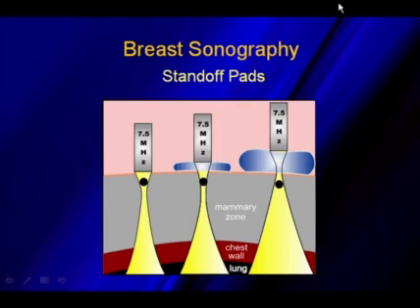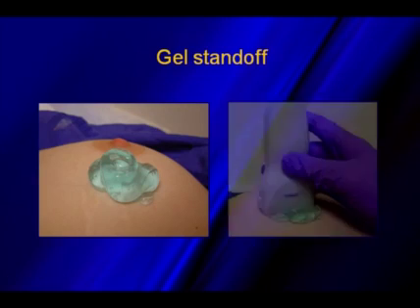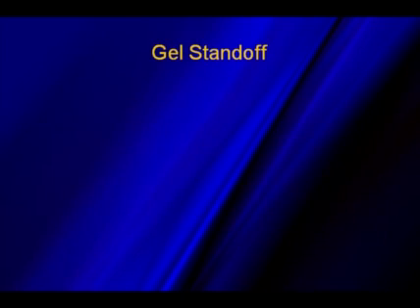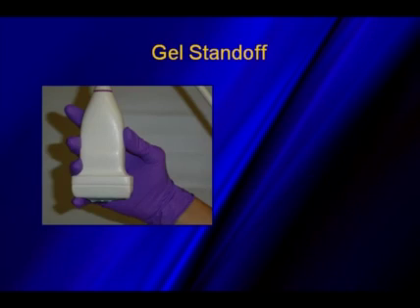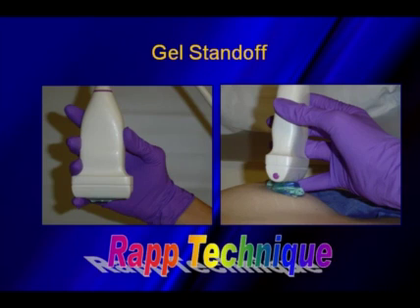So instead of using standoff pads, what I prefer to do is just use a big glop of gel. And the problem with using a big glop of gel is when you put your transducer down, all the gel smooshes out. So you end up squeezing another big glop of gel. I'll show you a trick that you can use. If you take your little finger and put it underneath the edge of the transducer, when you put the transducer down, you now have a built-in standoff pad. It makes it great. You're not having to use all that gel just for scanning one little area, and you don't have any air bubbles that get trapped under there. This is called the wrap technique.